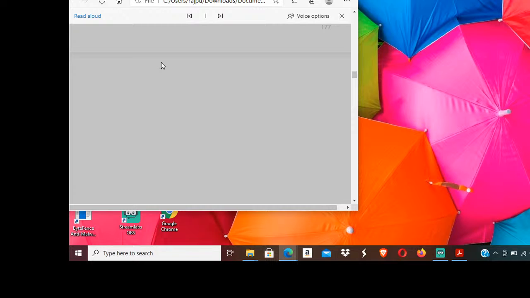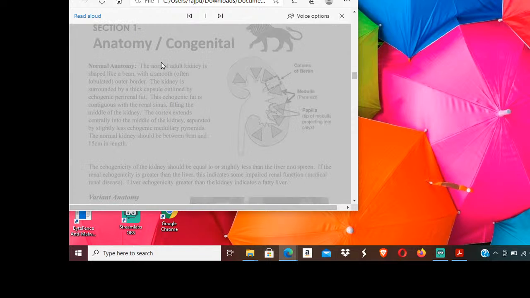Section 1. Anatomy I congenital. Normal anatomy. The normal adult kidney is shaped like a bean, with a smooth, often lobulated, outer border. The kidney is surrounded by a thick capsule outlined by echogenic perirenal fat. This echogenic fat is contiguous with the renal sinus, filling the middle of the kidney.